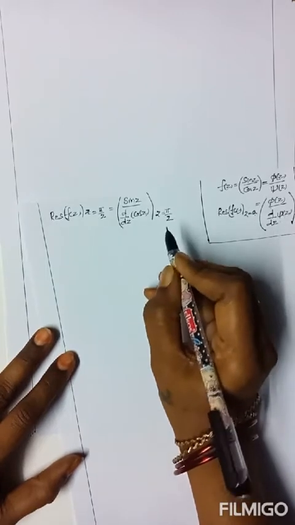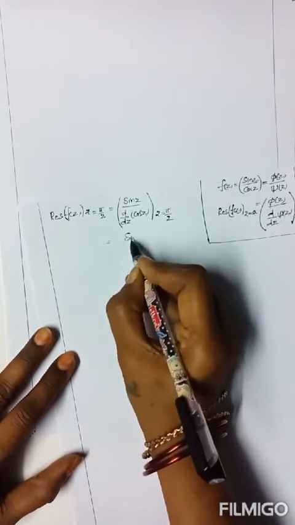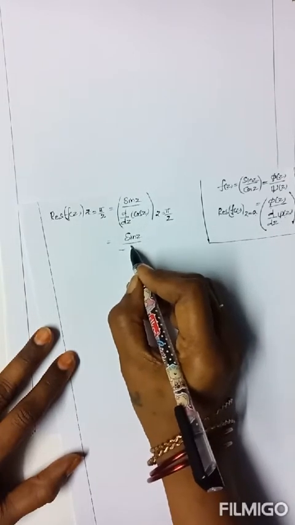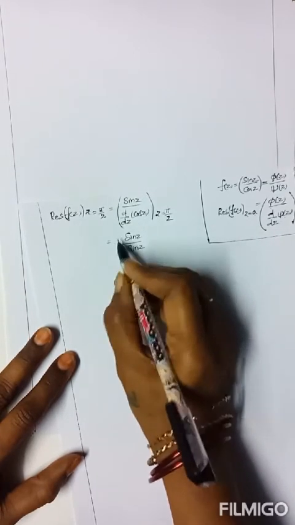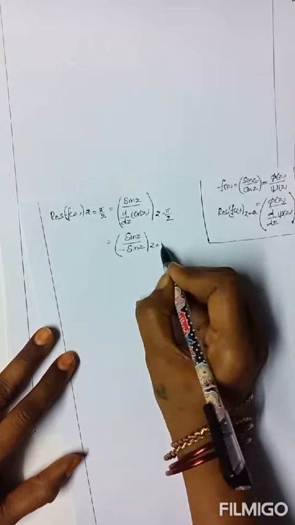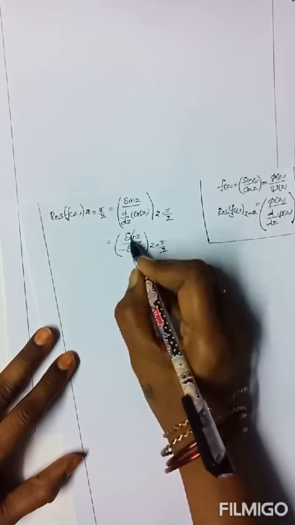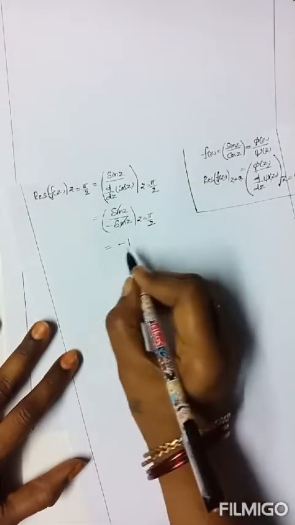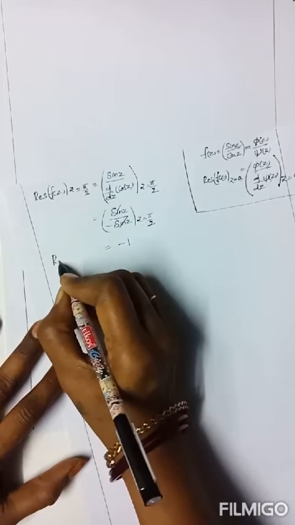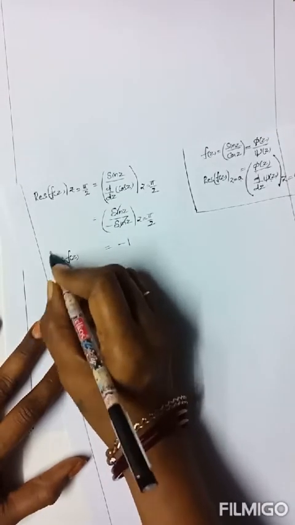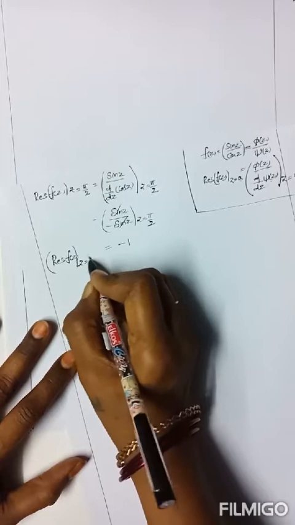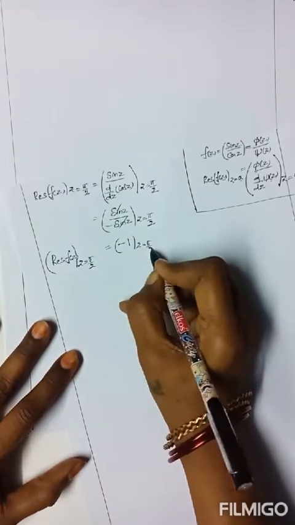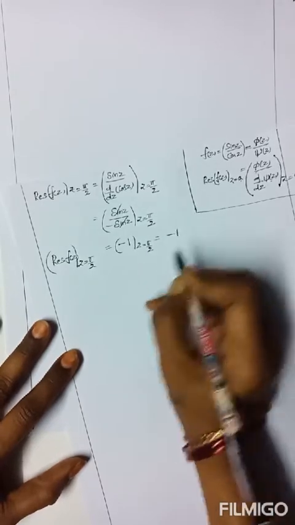Most important problem. Sin z over the differentiation of cos z, which is minus sin z, at z equals pi by 2. Here sin cancels, only minus 1 is there, no z. So the residue of f of z at z equal to pi by 2 is only minus 1. No z remains, so its value is minus 1.